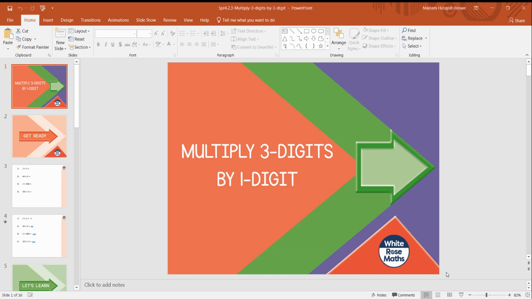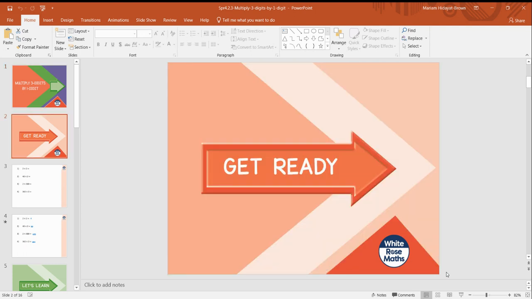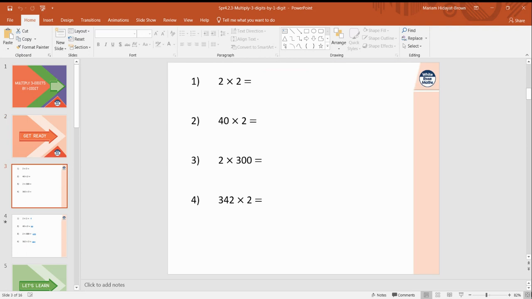Hello, Year Fives, and this is our third revision session for this week. And today we are going to be revisiting multiplying 3 digits by 1 digit. So let's get ready and see what we remember from the last couple of weeks.